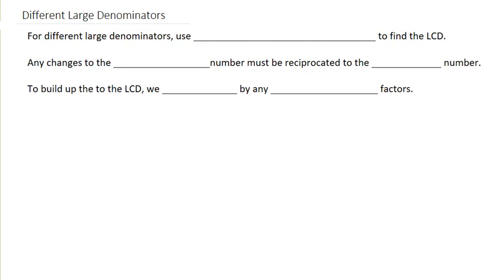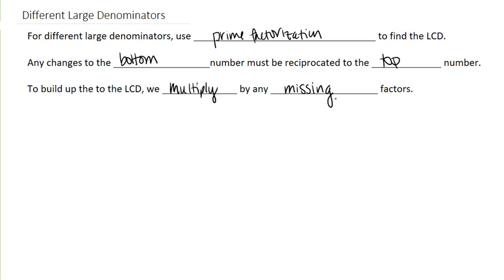For different large denominators, we're going to use prime factorization. Any changes to the bottom number must be reciprocated to the top number. Then, to build up to the least common denominator, we multiply by any missing factors. So let's go ahead and look at example 1.